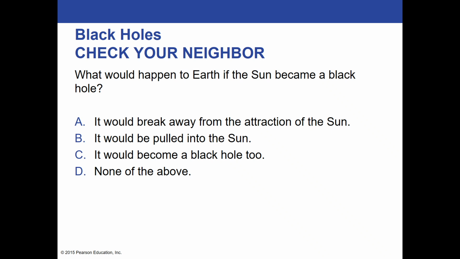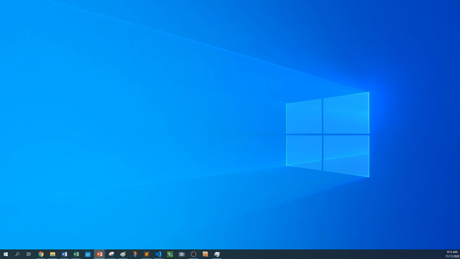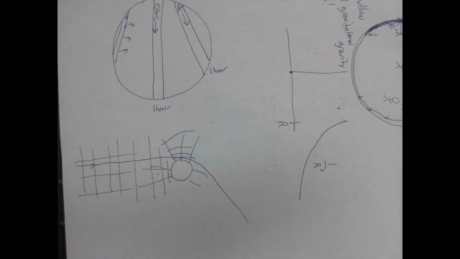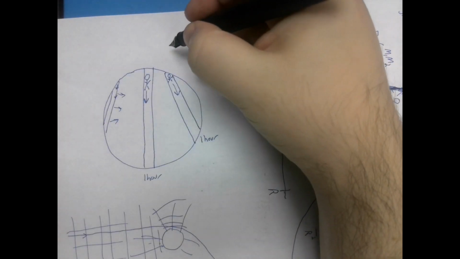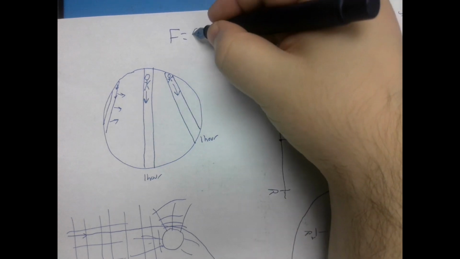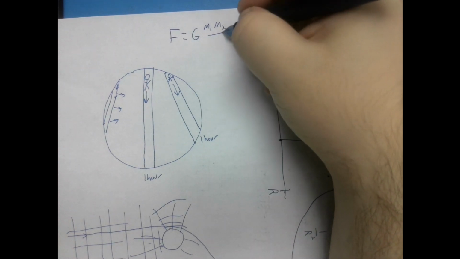What would happen to the Earth if the sun became a black hole? Well, that's within the event horizon. But what is our equation? Our equation is F equals G M1 M2 over R squared.